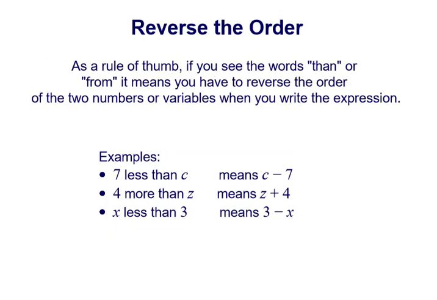So as a general rule of thumb, if you see the words than or from, it means you have to reverse the order of the two numbers or variables when you're writing the expression. So here are some examples. Here we have 7 less than C. That means C minus 7. Or 4 more than Z means Z plus 4. And X less than 3 means 3 minus X. Again, you had the than in all three cases, so you had the second variable and number coming first. You had to reverse the order. So just be on the lookout. I think that's the trickiest one when you're translating from words to symbols.